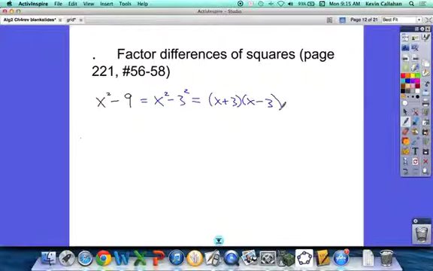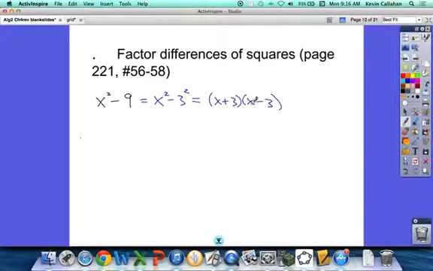Right. Remember, it's not x plus 9 times x minus 9. It's not x squared plus 3 times x squared minus 3. Right? It's x plus 3 times x minus 3. And you can confirm that by just FOILing it and seeing what you get.